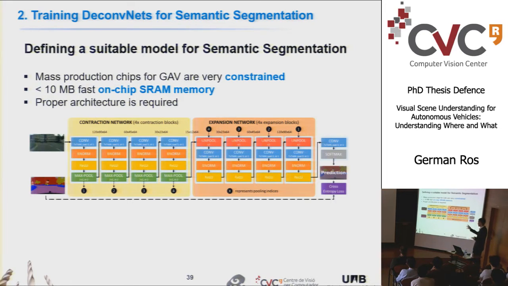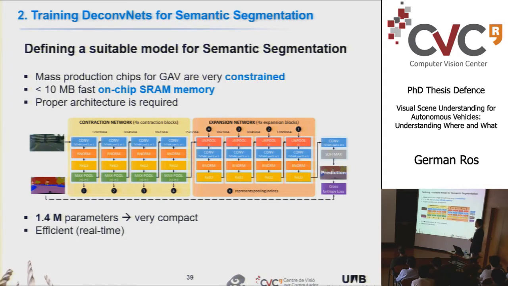For that end, we propose this simple architecture based on 4 convolutional blocks and 4 deconvolutional blocks. It's becoming quite a standard right now, and it has been proposed using max pooling and unpooling methods to recover the full size of the image. The good property of this network is that it's very compact. It just has 1.4 million parameters, which actually fits quite well. It's very efficient, so it can run in real time, and therefore it's very suitable for embedded contexts.